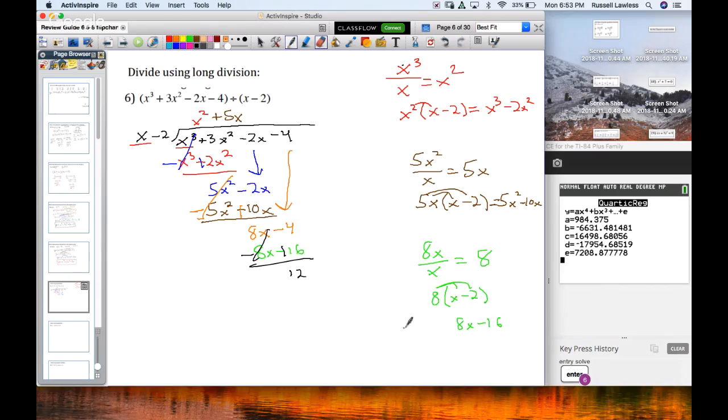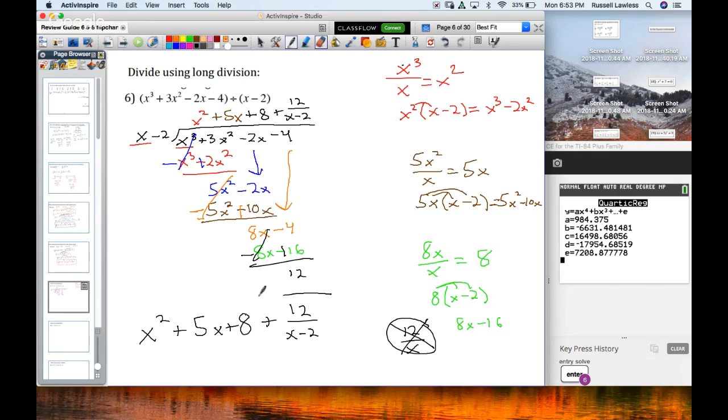Cancel that out, leaves me with a 12. Now with this 12 here, 12 does not divide into x. Because it does not, that then is going to be our remainder. I forgot to bring the 8 up last time. So then our remainder will be 12 over our divisor. So that means my final answer is x squared plus 5x plus 8 plus 12 over x minus 2.